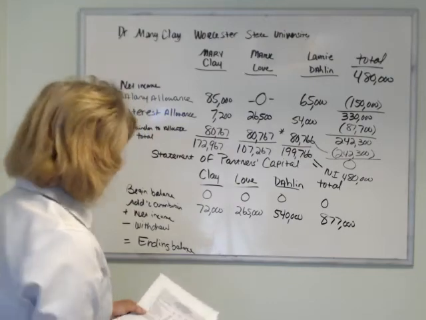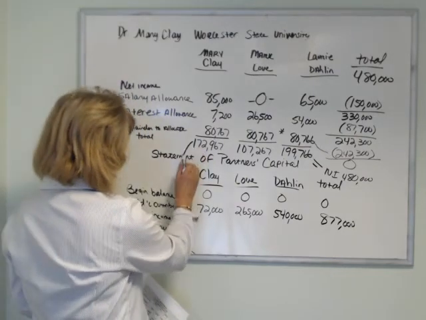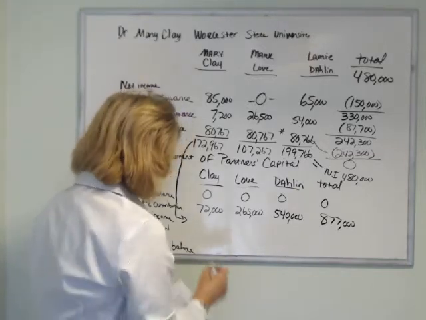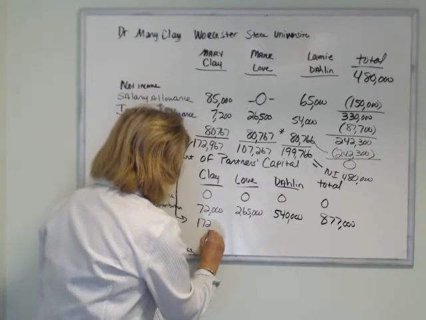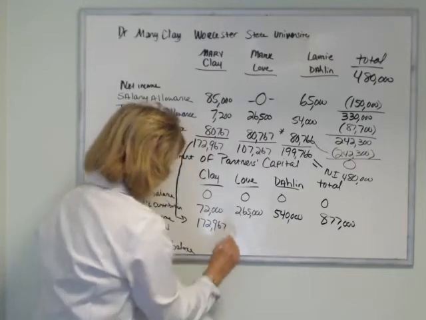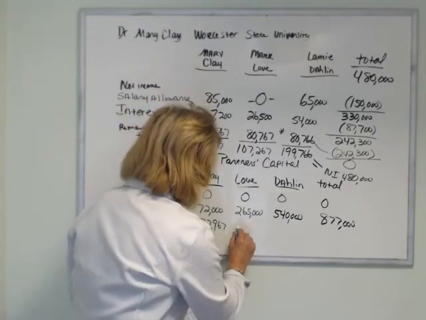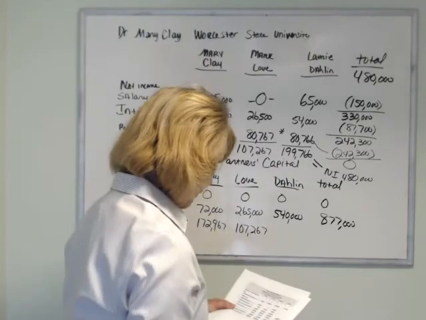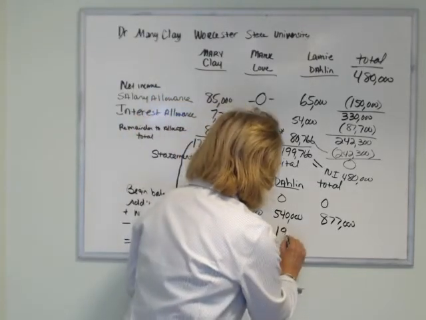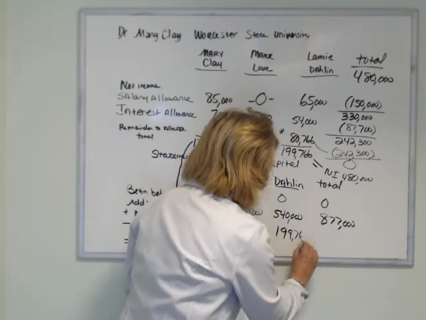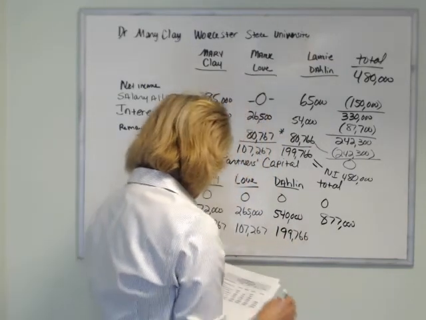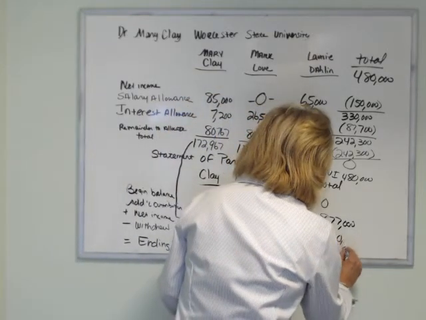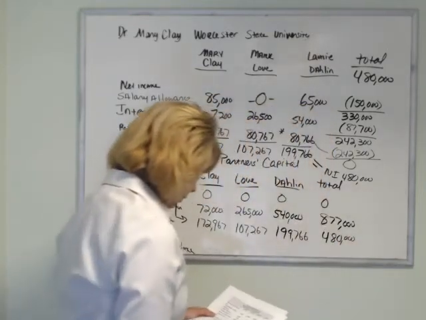Next, we're going to add in the final net income. All right, just bring that down, just like the statement of retained earnings. And we've got 172,967. We've got 107,267. And we've got 199,766. Added across, and that equals my net income of $480,000. Running out of room. Let's do that.